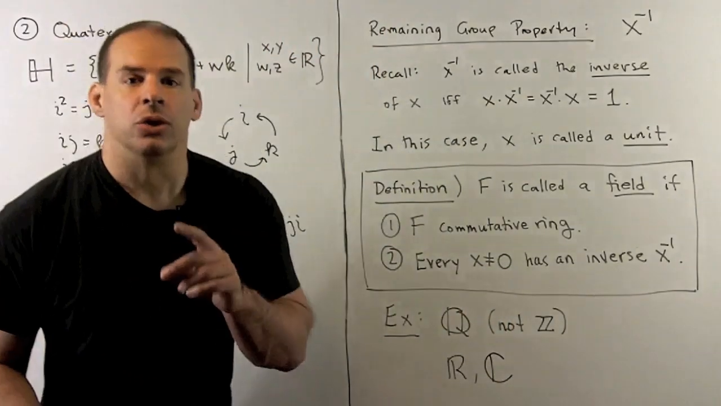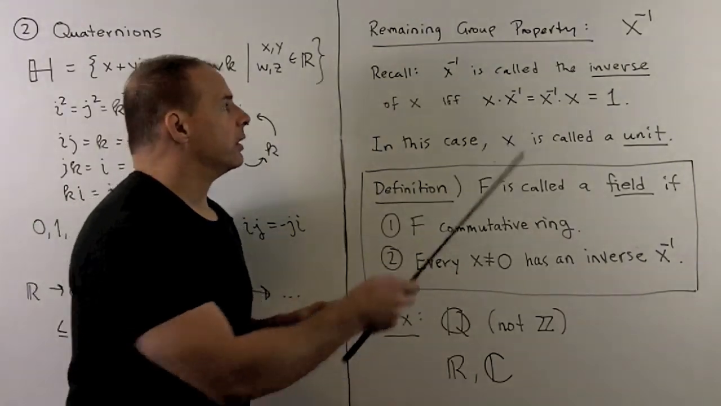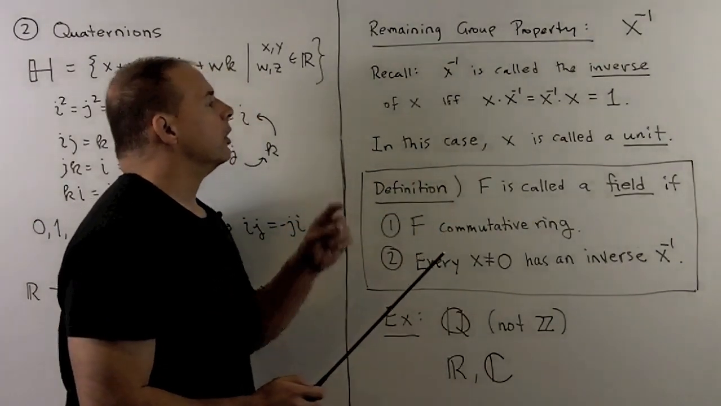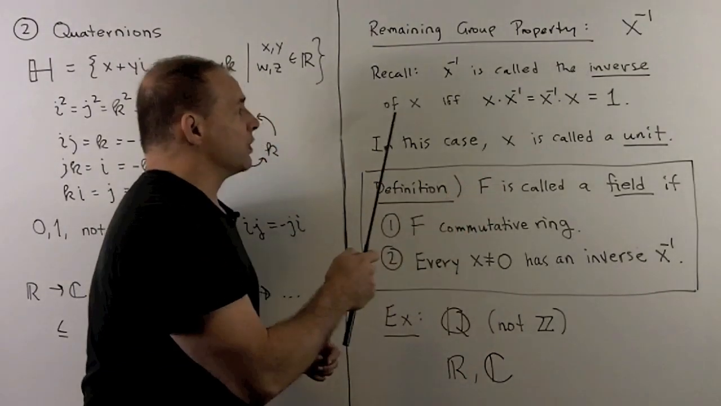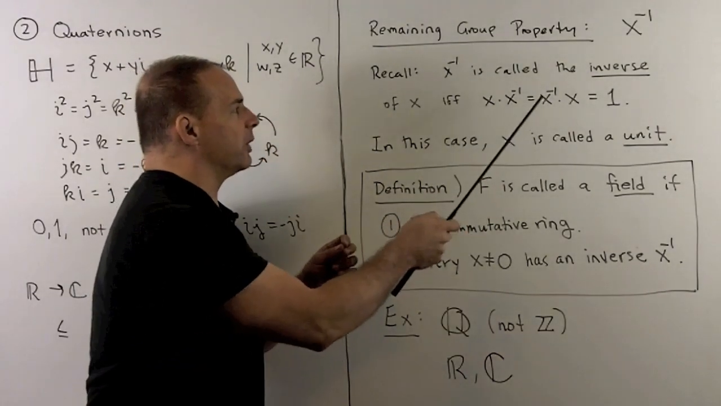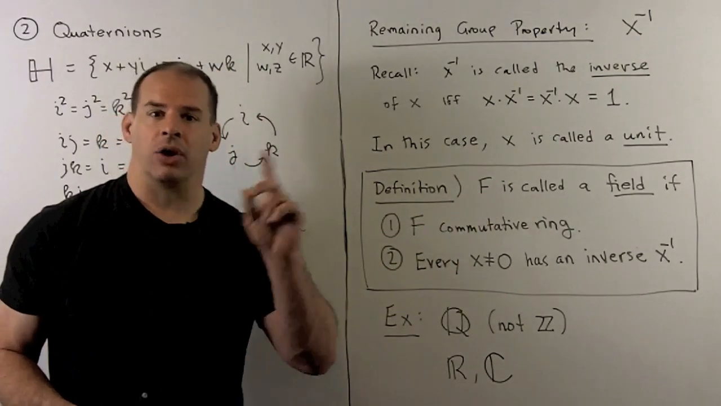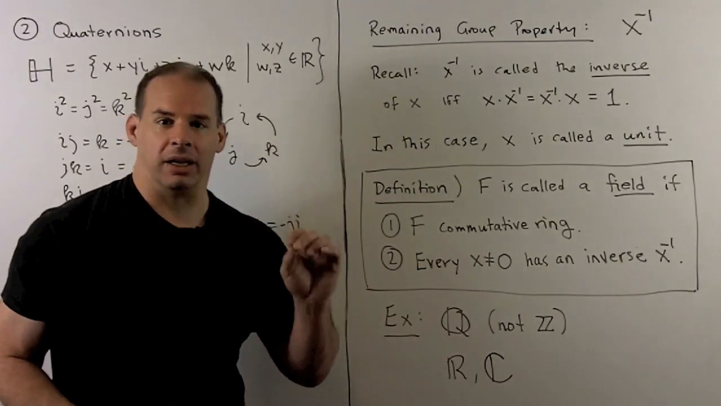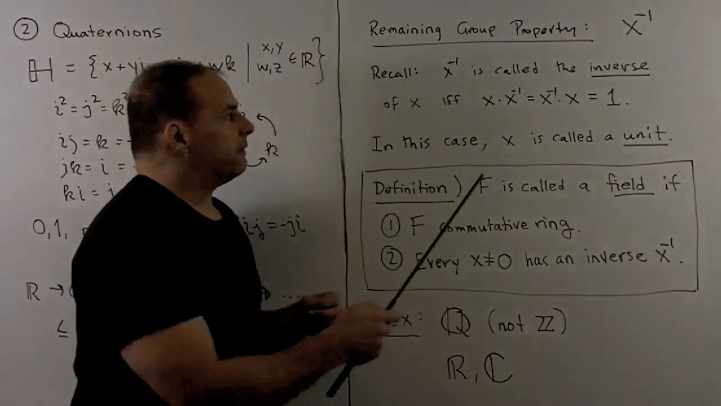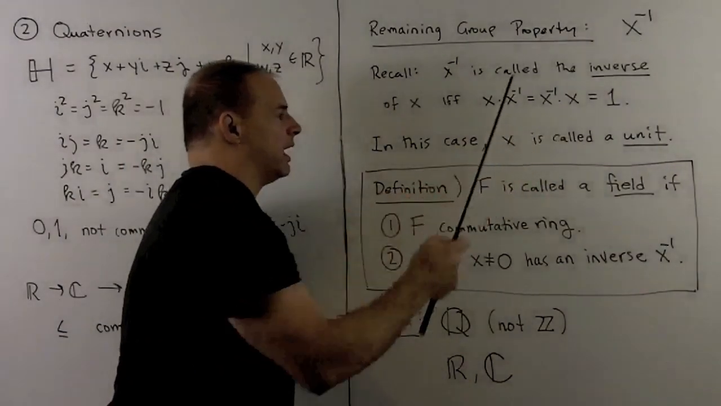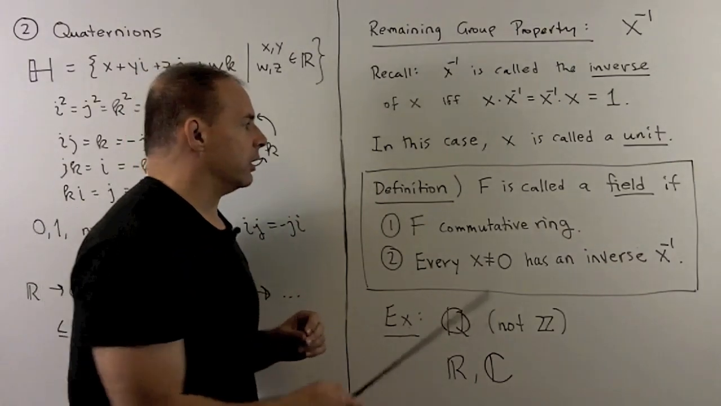Now, there's still one last group property we haven't addressed: the notion of inverse. So let's take a look at that now. Recall, if I have an element x inverse, we call that the inverse of x if we have x times x inverse equal to x inverse times x equal to 1. In this case, in our rings, we'll call x a multiplicative unit. Now, when we can find inverses under multiplication for all elements except 0, we have a special ring that we call a field.